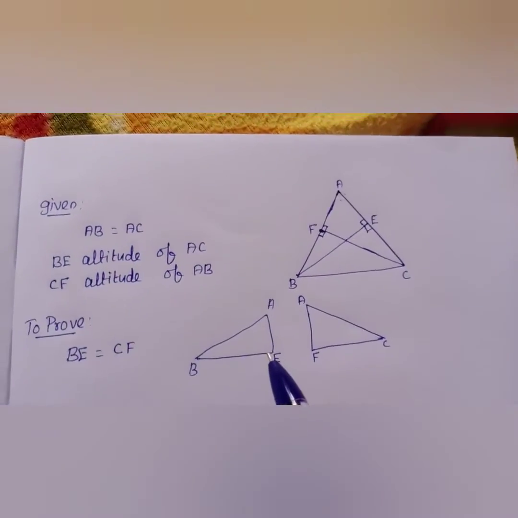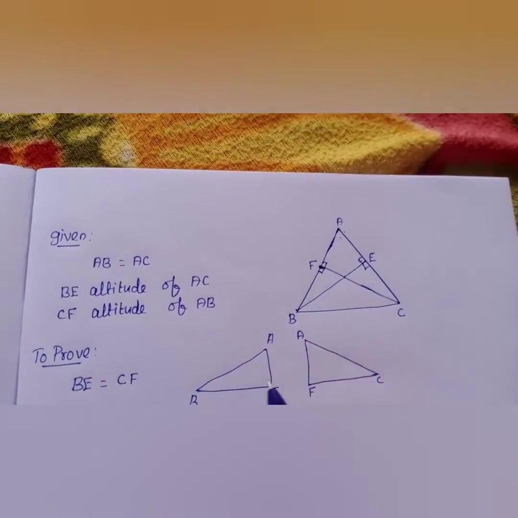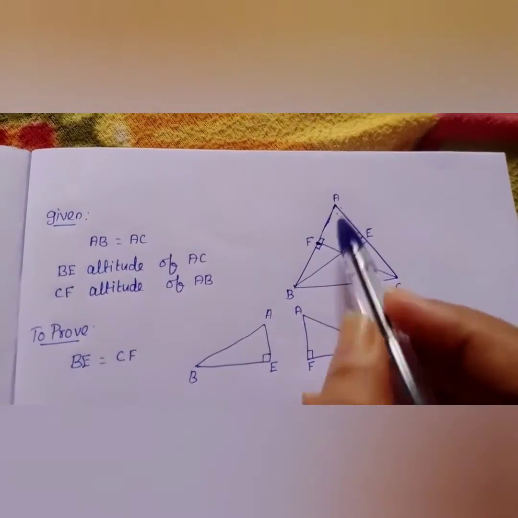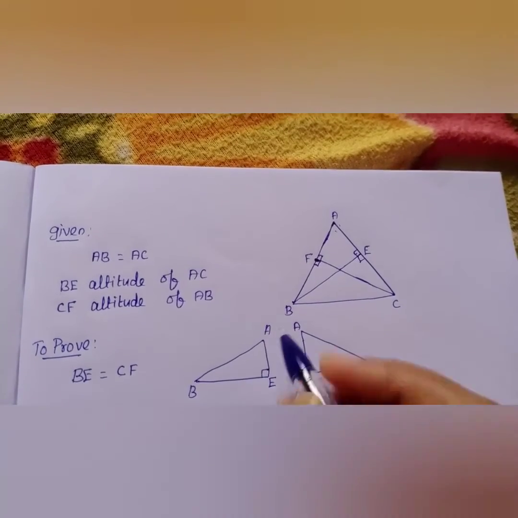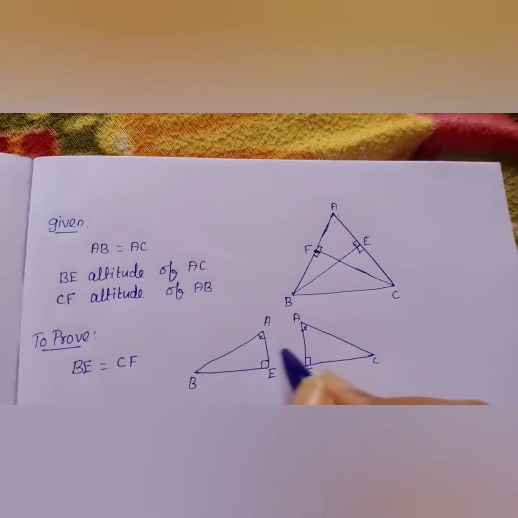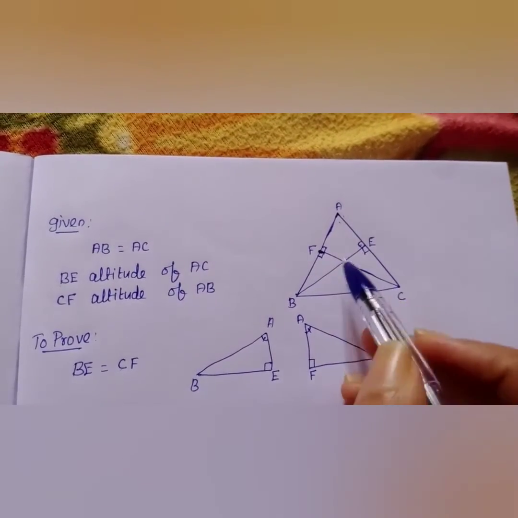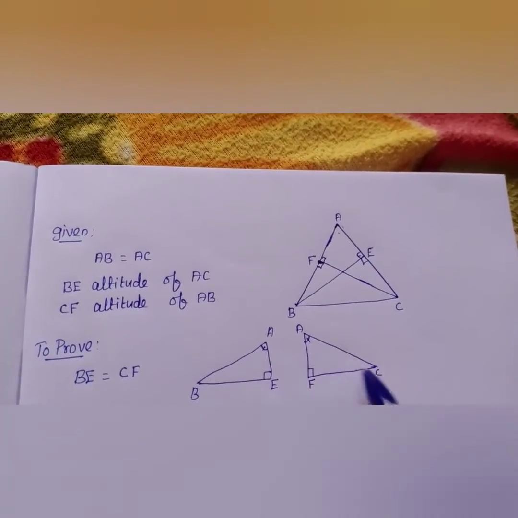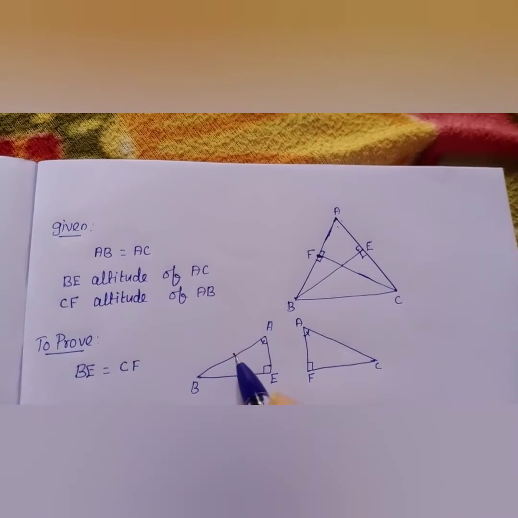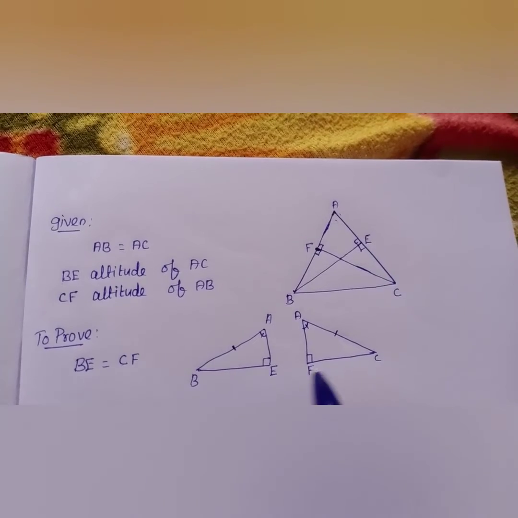You know that very well, angle E equal to angle F, because an altitude creates 90 degrees. So you can write angle E equal to angle F because both are 90 degrees. Then angle A is common to both of these triangles, so just mention that the angles are equal. Then what's that? Yes, AB equal to AC, which is from the given. So just mention that AB equal to AC. That's it students, over. Now let's write the steps one by one.